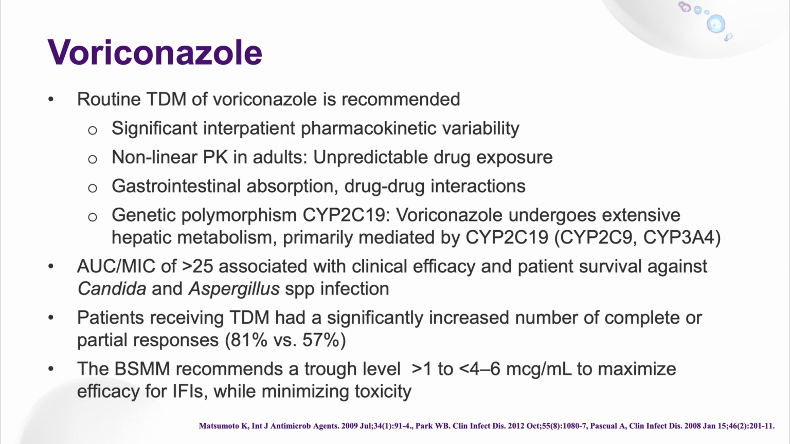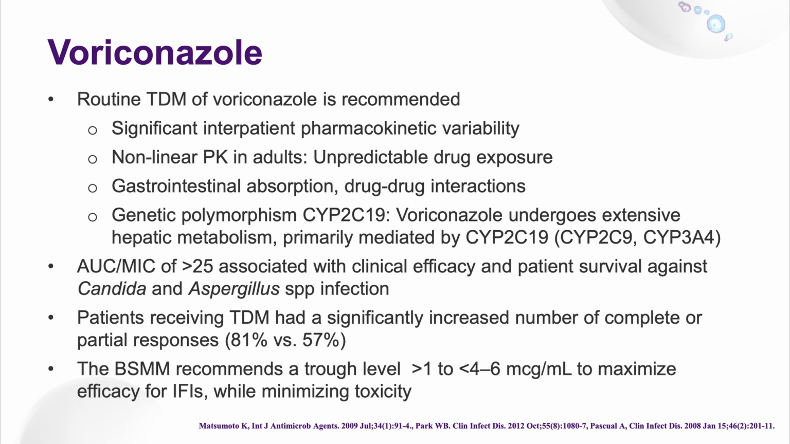Now coming to another important agent, voriconazole, which is again a very commonly used drug for the treatment of invasive fungal infection, especially aspergillosis. We know that this drug is metabolized primarily through CYP2C9 and 2C19, which have genetic polymorphism. So routine therapeutic drug monitoring for voriconazole is highly recommended.